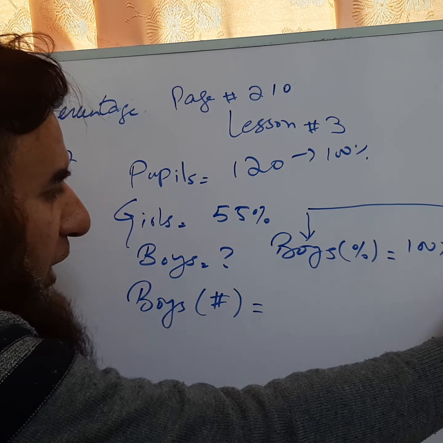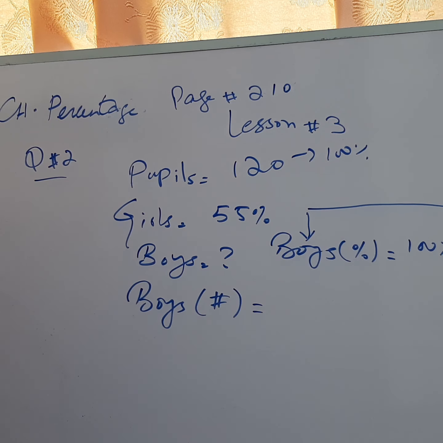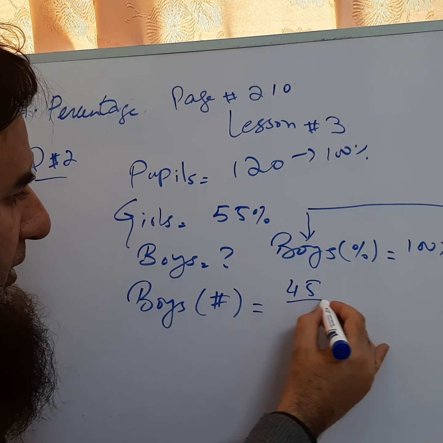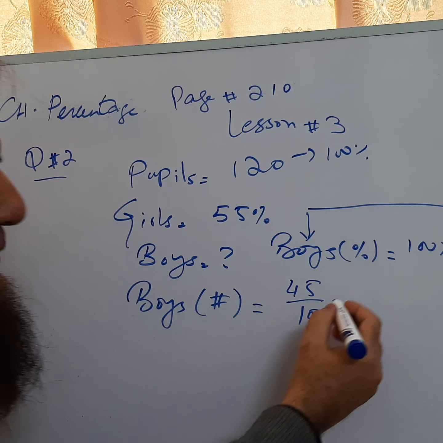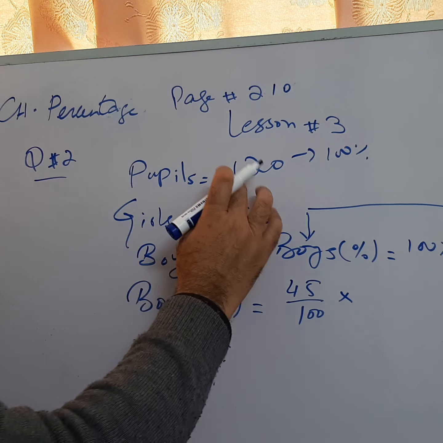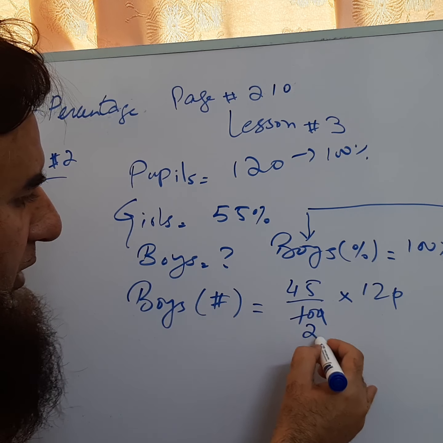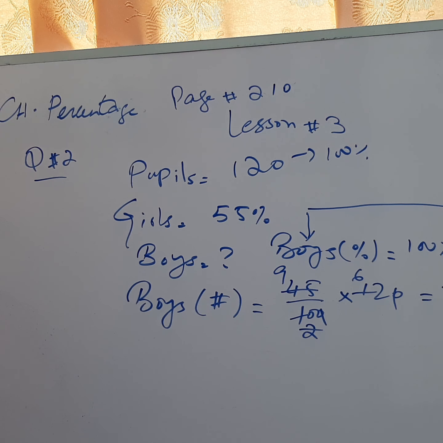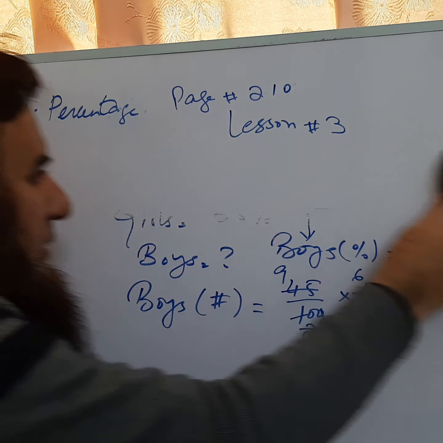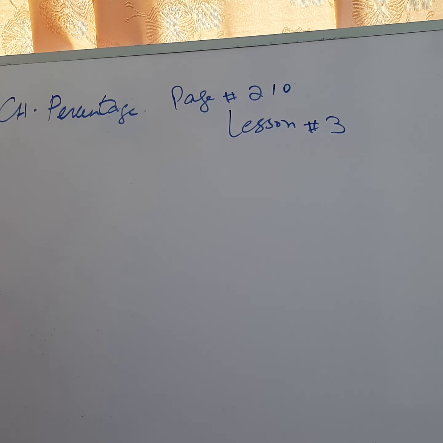We know that 45% of the total went for the picnic. 45% means 45 over 100. Of means multiply. Total how much? 120. Just solve this one. 5 2s are 10, 5 9s are 45, 2 6s are 12. 54 boys went for the picnic. Okay, so the rest were girls. We can also calculate the number of girls, but it is not required. So this was question number 2.